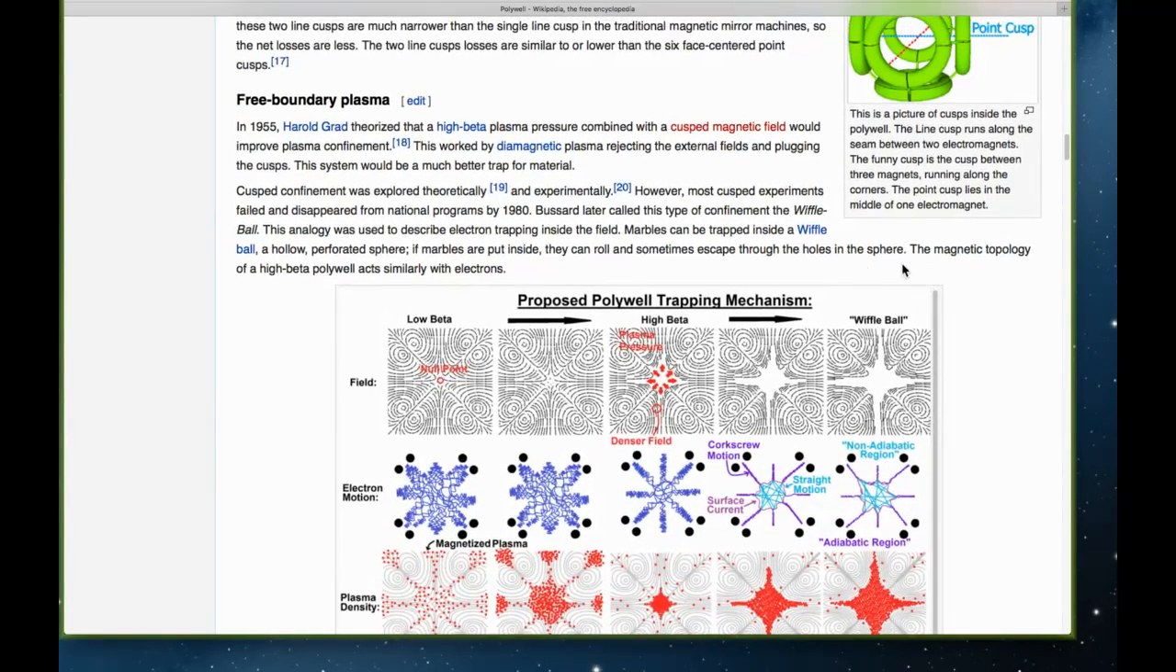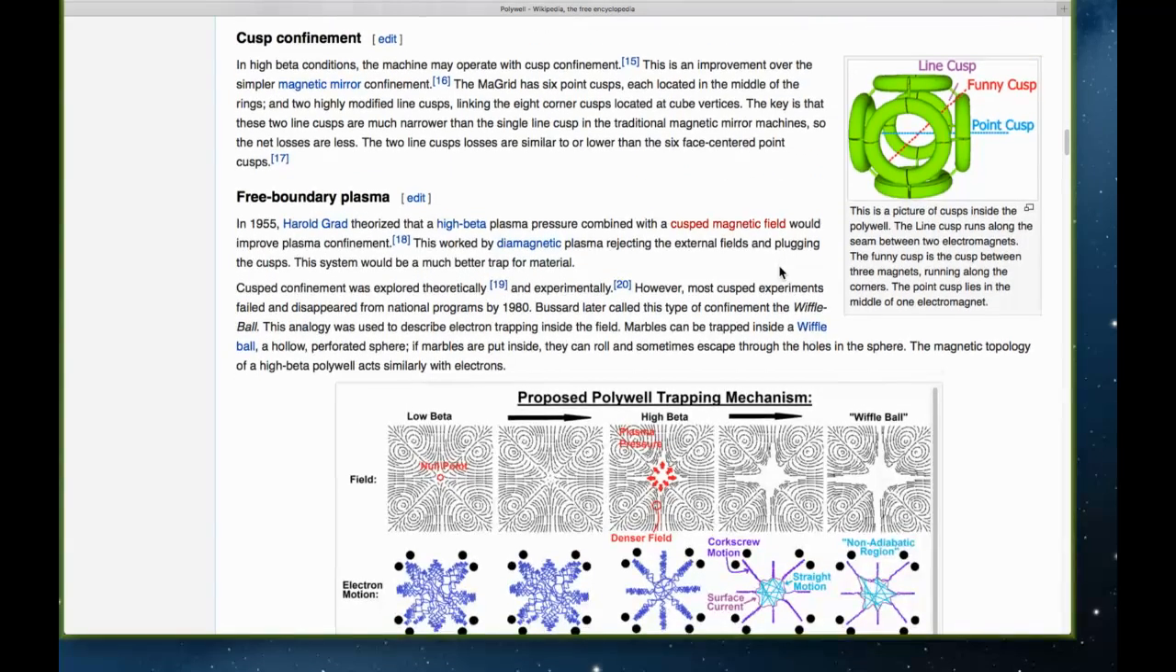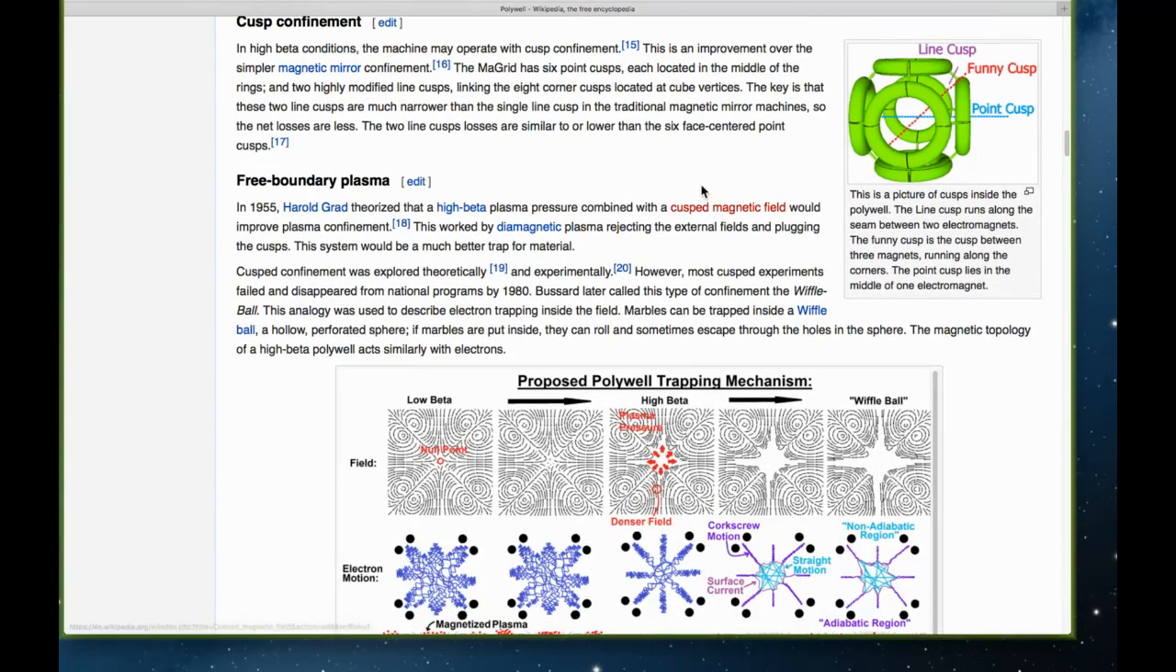Well, they call it a free boundary plasma, interesting enough, and it's a MagGrid. So it's a diamagnetic plasma. It rejects the external fields.